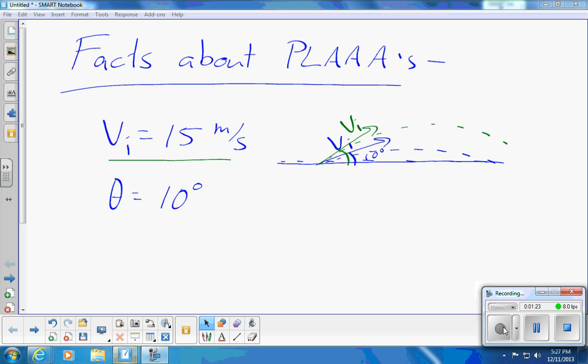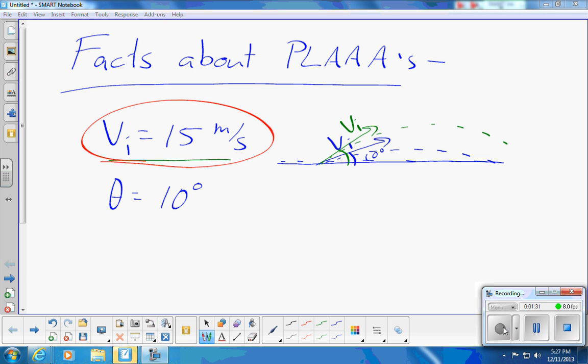So what I'd like us to do is to learn a couple of basic principles about projectiles launched at an angle. Again, I want to emphasize we're going to keep the launch speed the same. It's not going to be 15. I'm going to show you a simulation in a second. It's going to be a different number, but we're going to keep the launch speed the same, vary the angle, and see what happens.